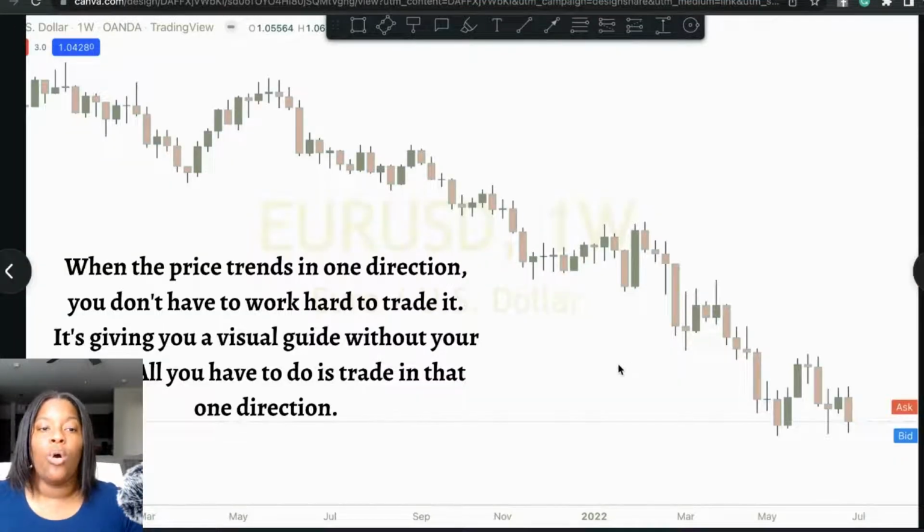Okay. Now, one of the things that I've learned, and I had to learn this early, is to trade in one direction, because everything is directional. So here's what I mean. When the price is trending in one direction, you don't have to work hard to trade it. You should be able to see clear highs and clear lows.